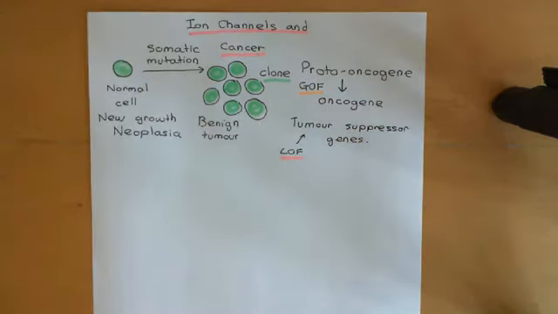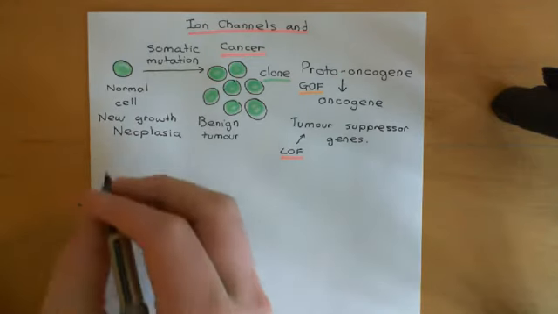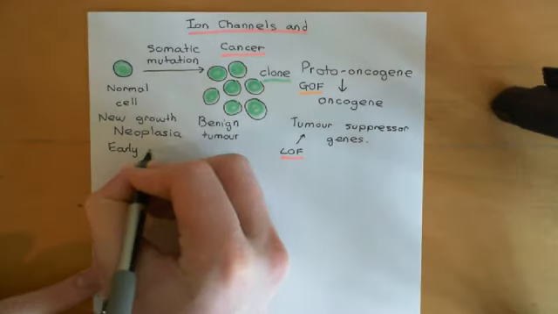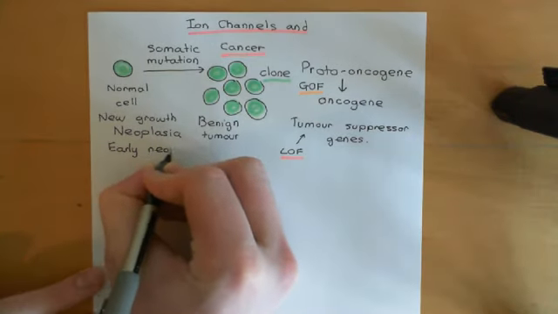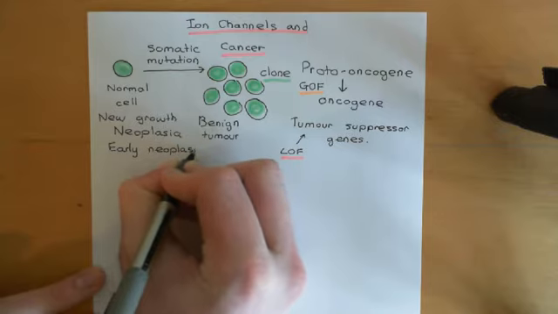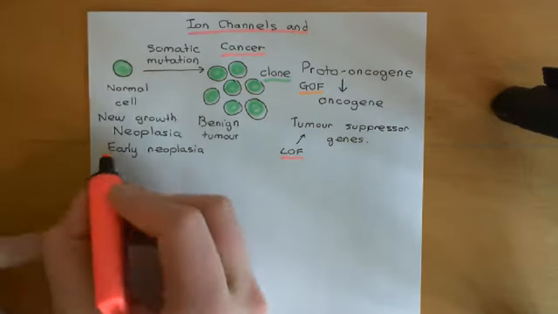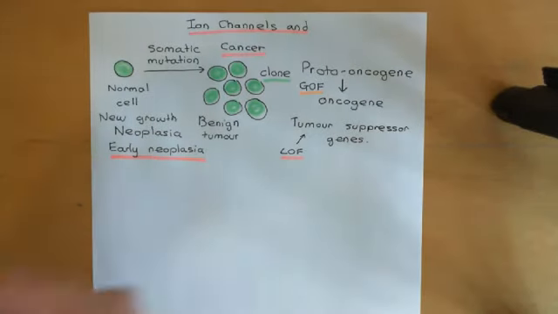When you've got this original lump of cells, this original clone of cells that have resulted from a single cell getting this somatic mutation that allowed it to over-proliferate, this is now a neoplasia. We would call this an early stage neoplasia, or just an early neoplasia. So this is in the early stages of neoplasia. Cancer is going to be the later stages of neoplasia, as we'll see later on. Right. So, how does this then progress?